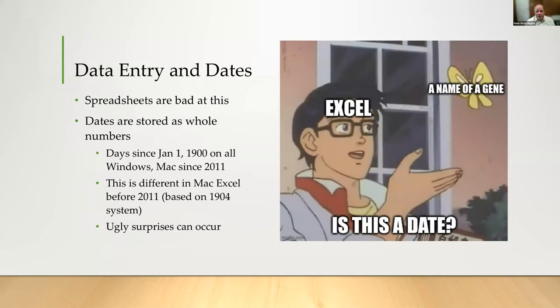Data entry and dates are particularly bad at this. Dates are stored as whole numbers, days, and they're stored as days since January 1, 1900 on all Windows and Mac since 2011. But this is different in Mac Excel before 2011, based on 1904 dating. And ugly surprises can occur because if you move dates between one spreadsheet and another, or into or out of Excel, it will do this formatting automatically, silently.